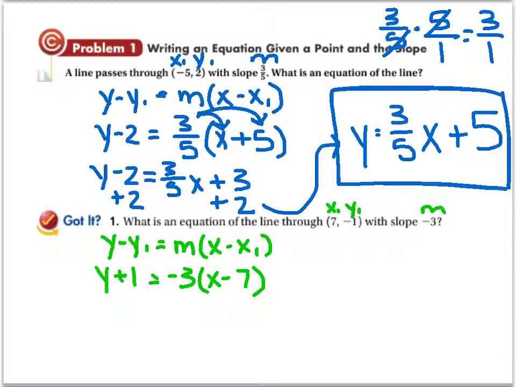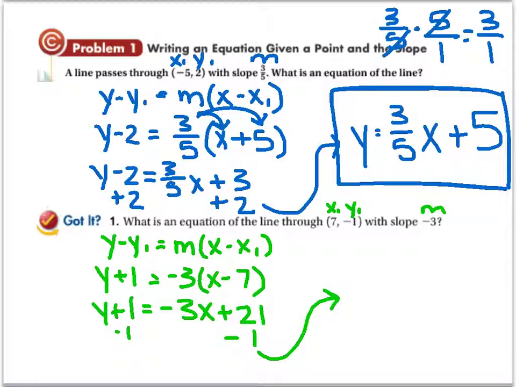Let's simplify it some more so we can make it into slope-intercept form. Y plus 1 equals -3x plus 21. Just solve for y. Y equals -3x plus 20.